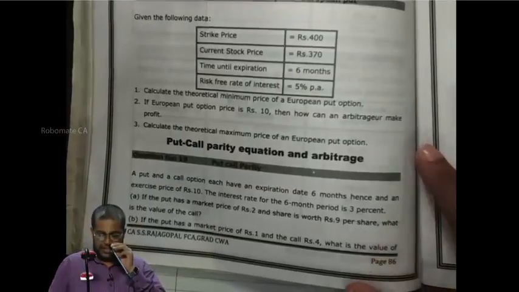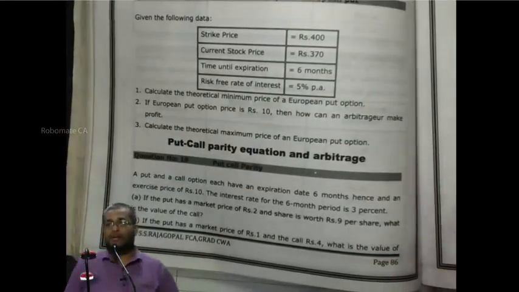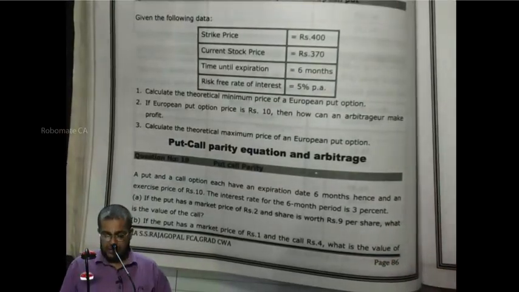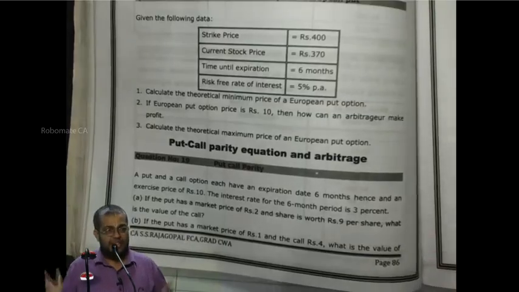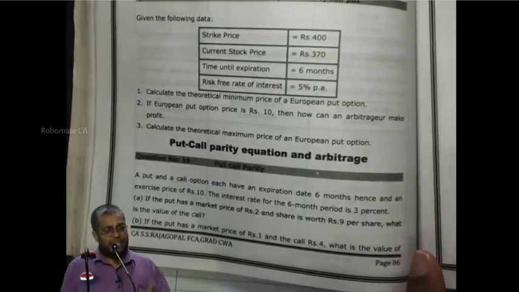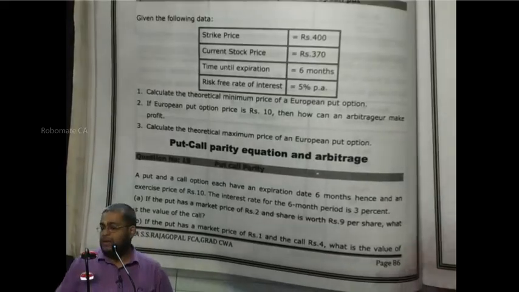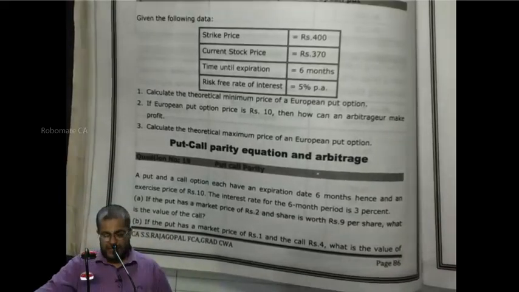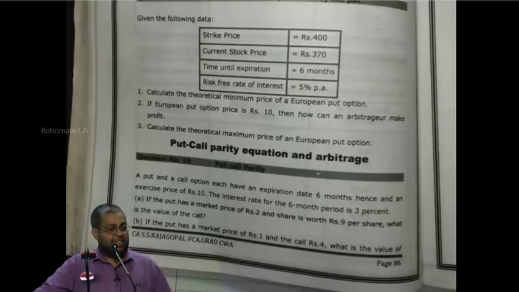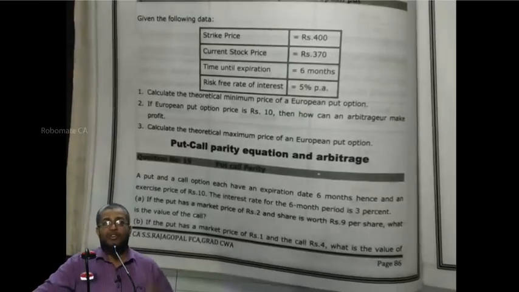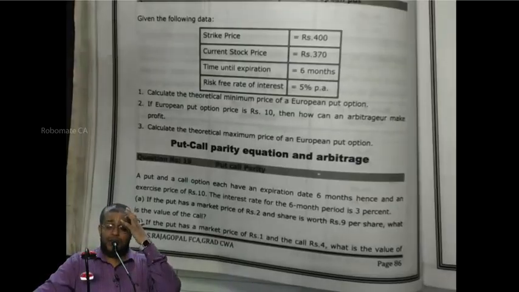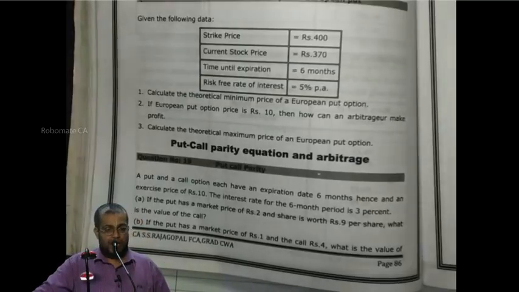First question is, what is the strike price of the put as well as call option? Everybody, what is the strike price? 10. The first step is to find the present value of the strike price. This 10 is the amount after 6 months, so I should discount by 6 months. Should I use normal discounting or continuous discounting? Continuous discounting.